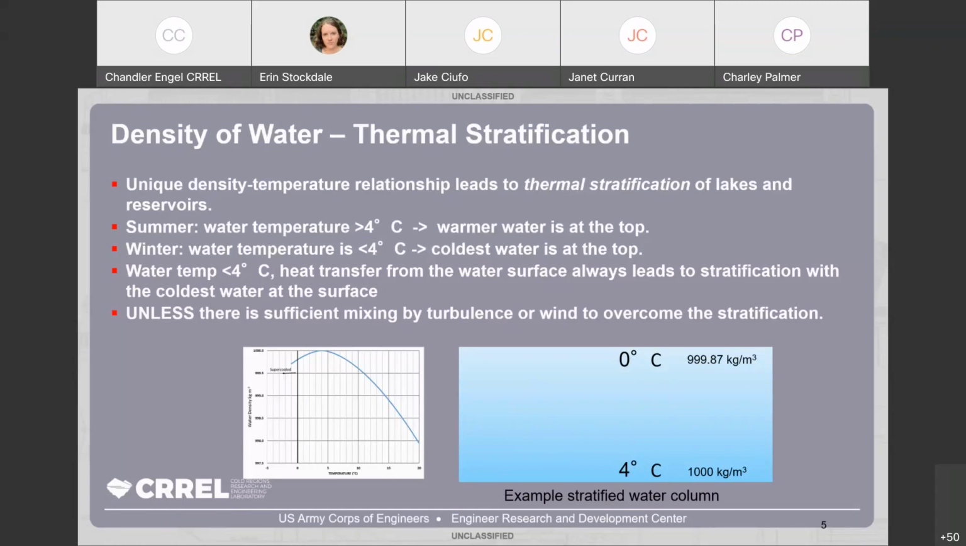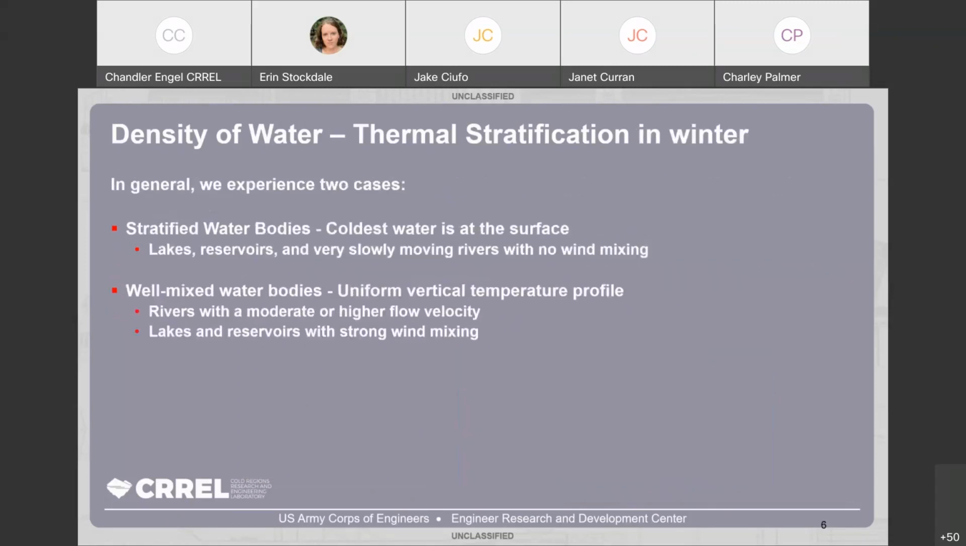So there's one really big caveat to this process. It requires relatively quiescent or slow moving or stagnant water. The density variation below 4 degrees C is relatively small, as you can see on the y-axis of the plot here. So the stratification can be disrupted by mixing processes such as wind or river currents, which produce turbulence.